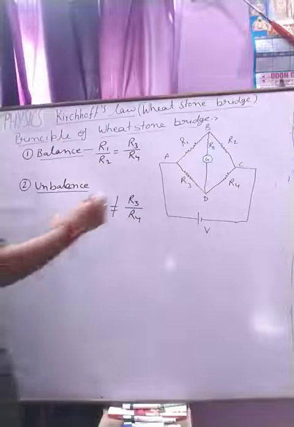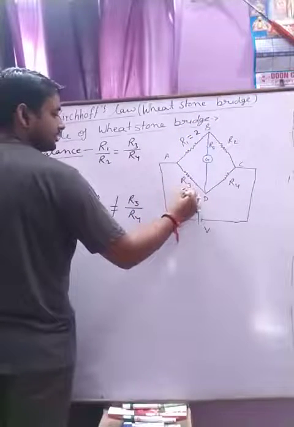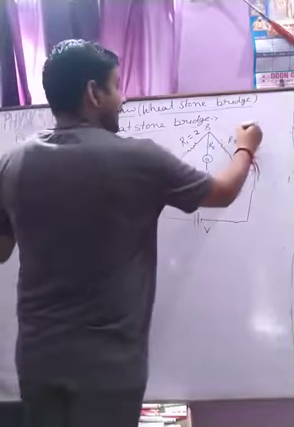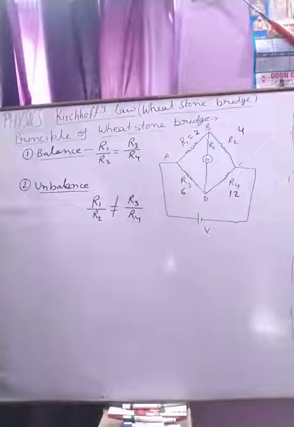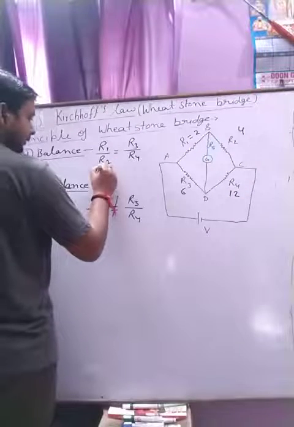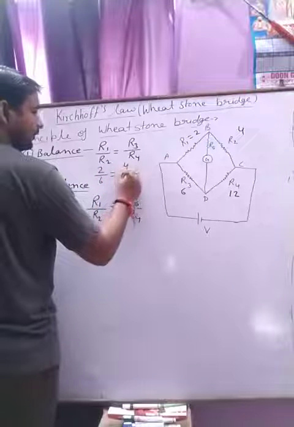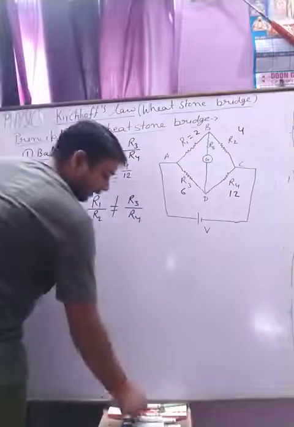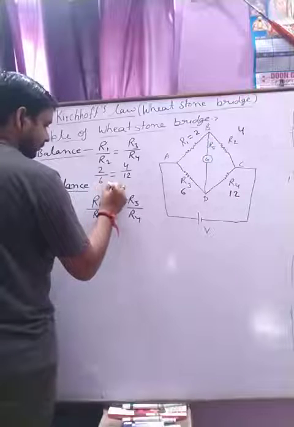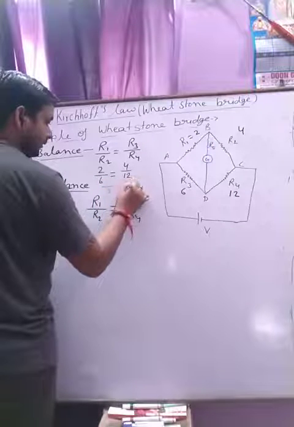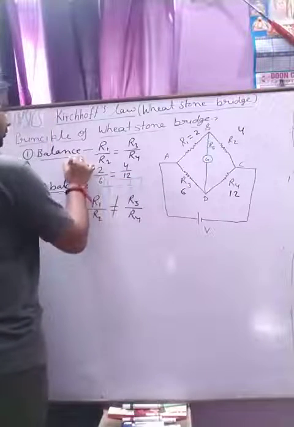For an example, suppose this R1 has value 2, this has value 6, and this has value 4, and this is 12. On solving, we get 2 upon 6 equal to 4 upon 12. After solving this, we are getting the result is 1 by 3 and 1 by 3. Then the bridge is said to be balanced.